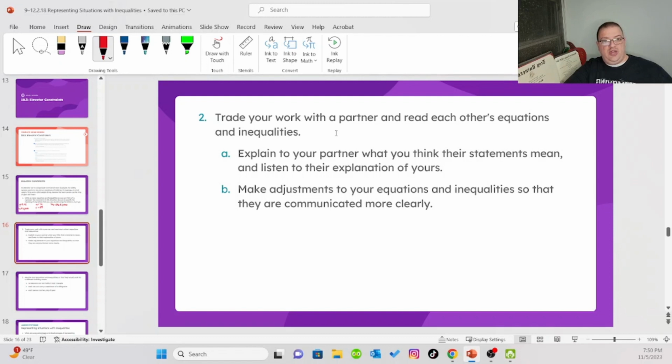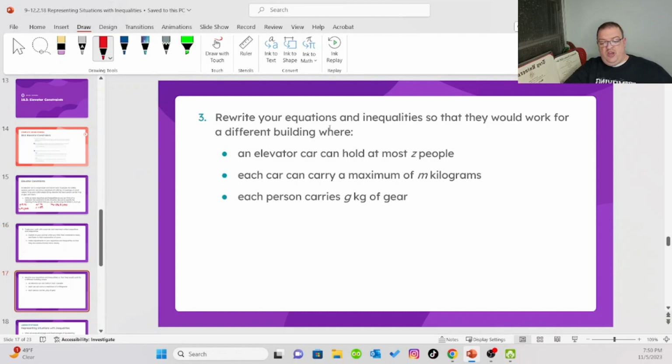You take any that you came up with, let your partner read them, read any that your partner came up with, and make sure they are as clear as can be. Rewrite your equations and inequalities so that they would work for a different building where an elevator car can hold at most Z people. So we said that P was less than or equal to 15. Well, now instead of 15, we're going to say Z because we don't know how many people.